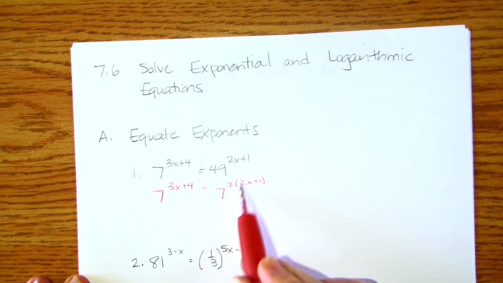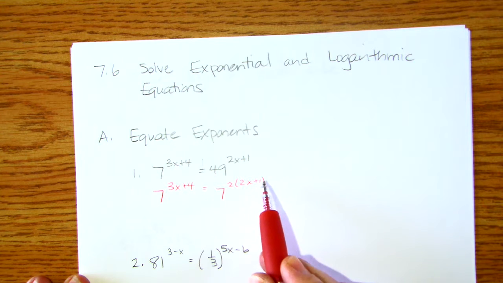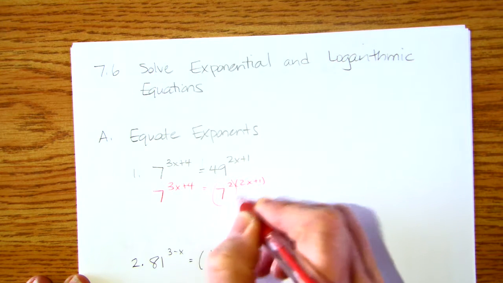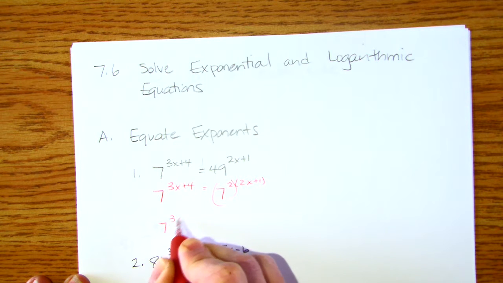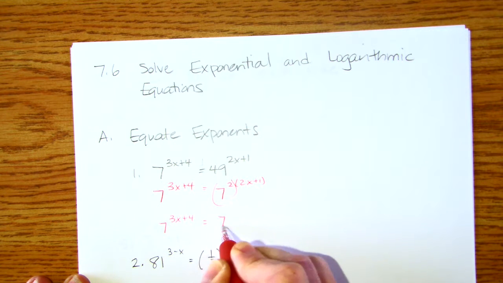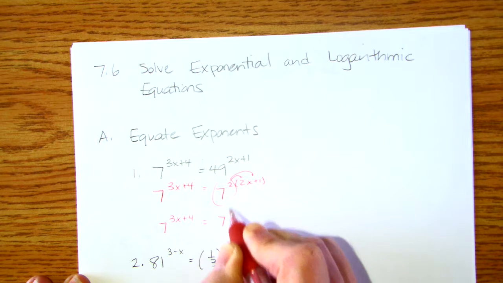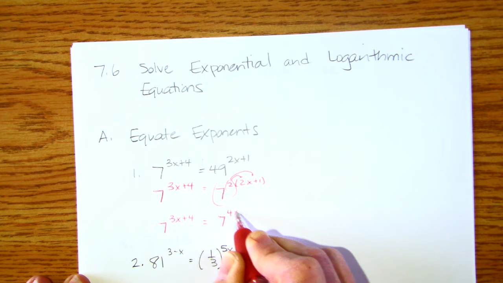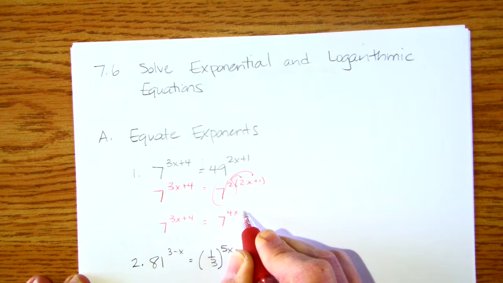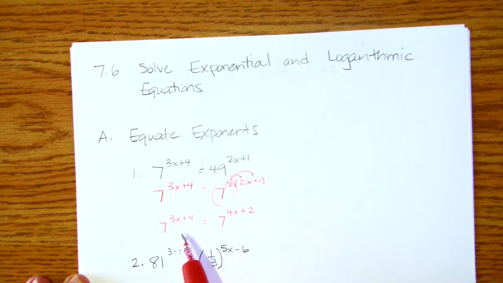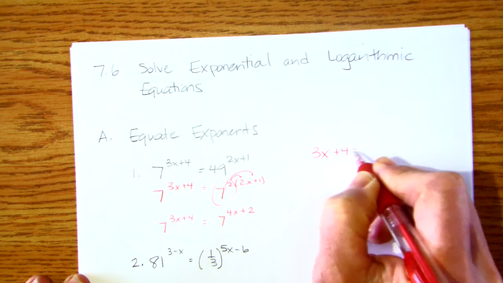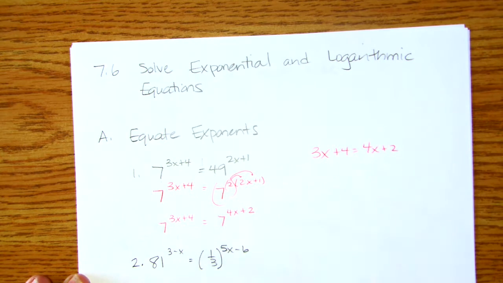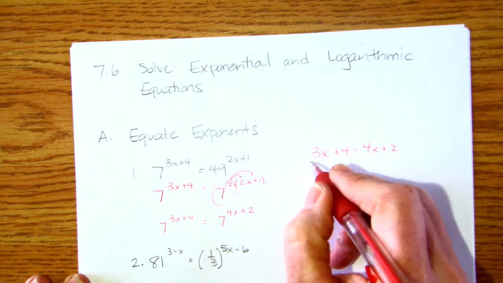And then what do we do to exponents when we raise an exponent? When we raise an exponent to an exponent, you multiply. So 7 to the 3x plus 4 equals 7 to the 4x plus 2. Don't forget to distribute that. And since these are the same base, these exponents must be equivalent. So 3x plus 4 must equal 4x plus 2.